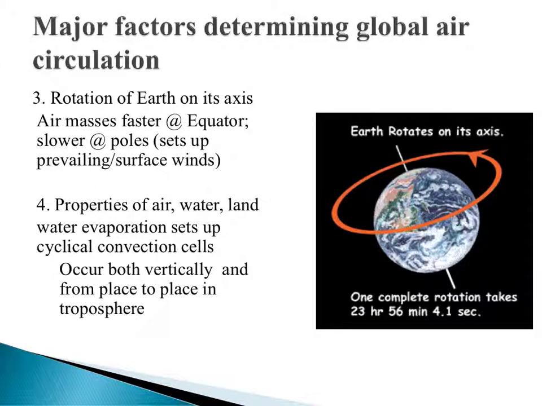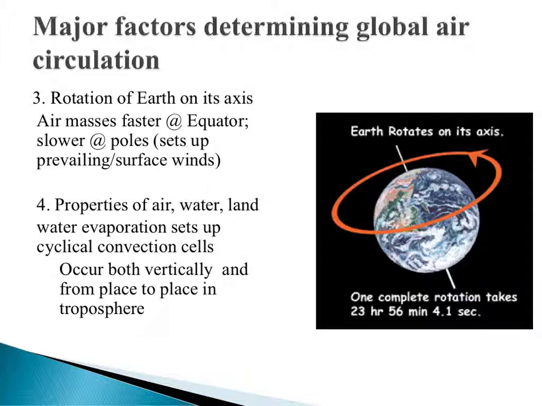Rotation of the Earth is a huge factor determining global air circulation also, aka winds. Rotation of the Earth on its axis, of course, we're constantly spinning. The air masses actually are faster at the equator than they are at the poles, and what this does is it drives prevailing winds or surface winds too, like the convection currents that I talked about before.